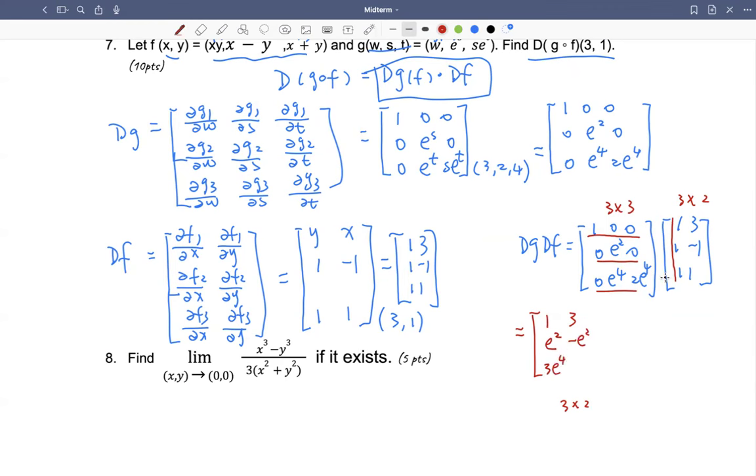Then that product with the second column, 3, negative 1, 1. So we get 0, we get negative e to the fourth power, we get a positive 2 e to the fourth power, we get e to the fourth power. So 1 times e to the fourth power. And that's it. That's the final solution for you at the given point 3, 1.